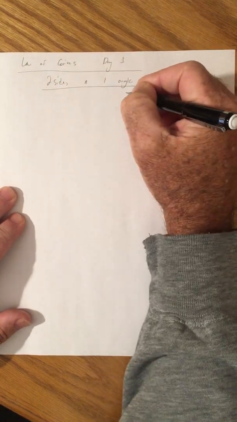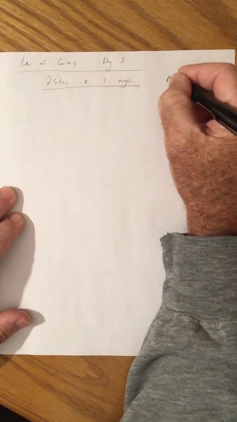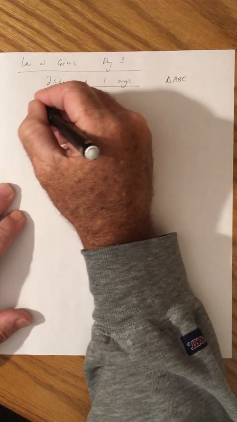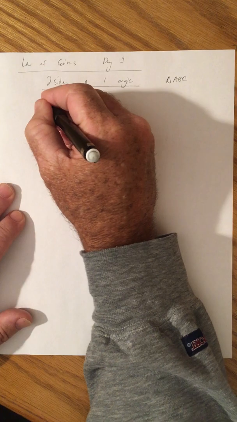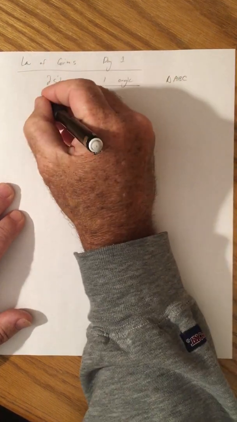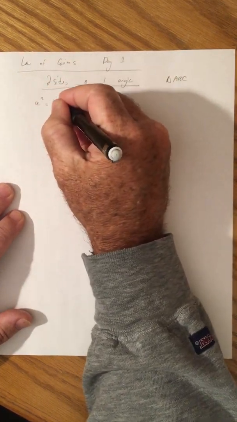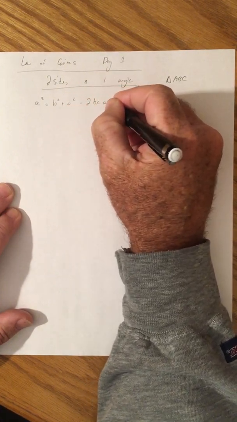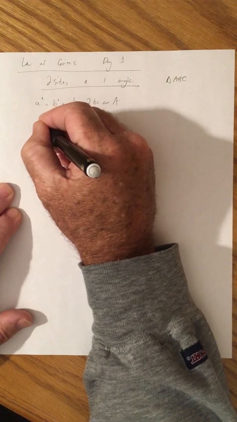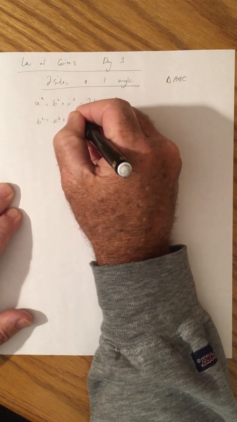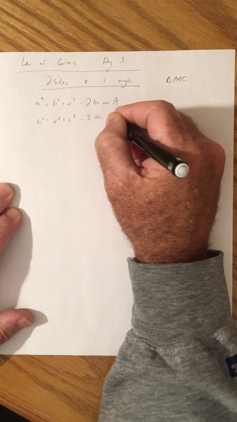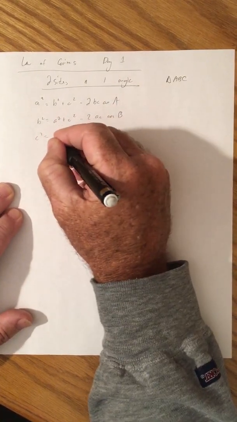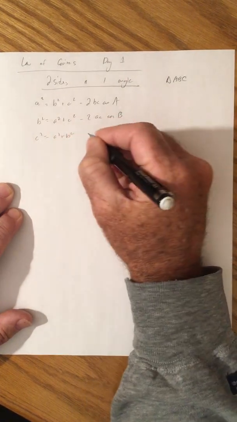When you're given two sides and one angle, here's what they can look like. And we're dealing with triangle ABC. Could be triangle XYZ or something like that, but anyhow, we're just going to deal with triangle ABC. There's three ways this could be written. It depends on what you're looking for. A squared is equal to B squared plus C squared minus 2BC cosine A. B squared is equal to A squared plus C squared minus 2AC cosine B. And C squared is equal to A squared plus B squared. And you should see a pattern here.